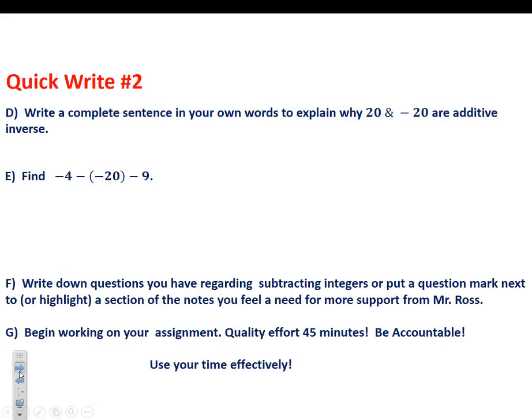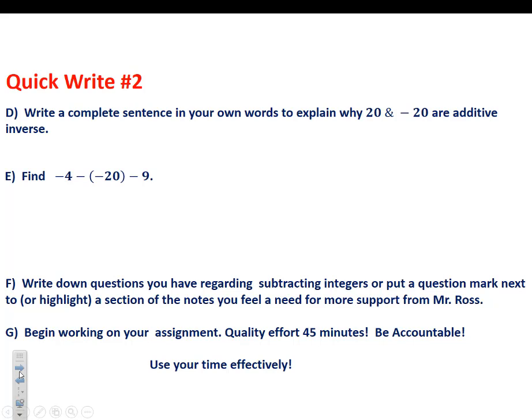Ladies and gentlemen, that concludes our video notes for tonight. Your last quick write, writing a complete sentence in your own words to explain why 20 and negative 20 are additive inverses. I didn't use that word additive yet, but I did use the word inverse. And so we'll talk about that in class. I just want you to give it a shot. What do you think? And then, of course, you have one last problem to do.